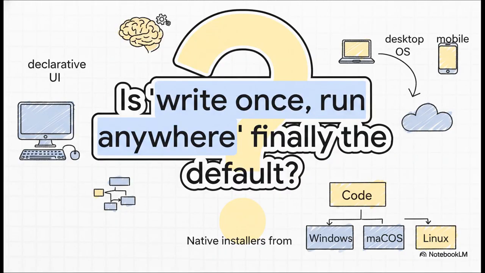So all of this brings us to a final big picture question. When you have one single framework for your declarative UI, one language for all your logic, and one plugin to ship native installers to every major desktop OS, has that old dream of write once, run anywhere finally become the practical default choice for modern developers?